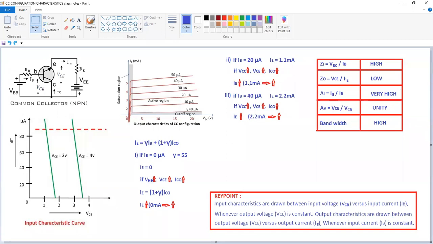Similarly, I am going to apply the current at 40 microamps. Now this will become 40 into 55, which is 2.2 milliamps. Again consider the reverse saturation current. When you increase the supply voltage VCC, VCE increases, and because of that the reverse saturation current increases.